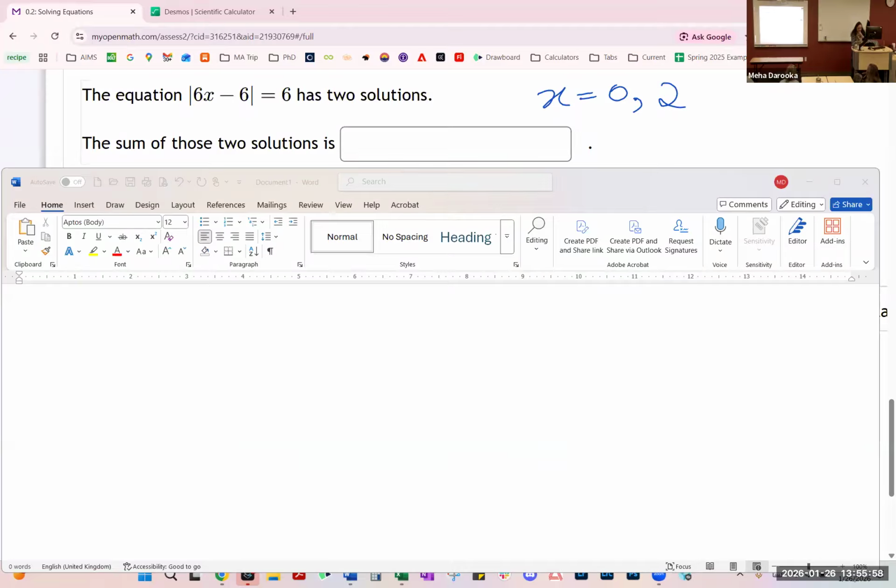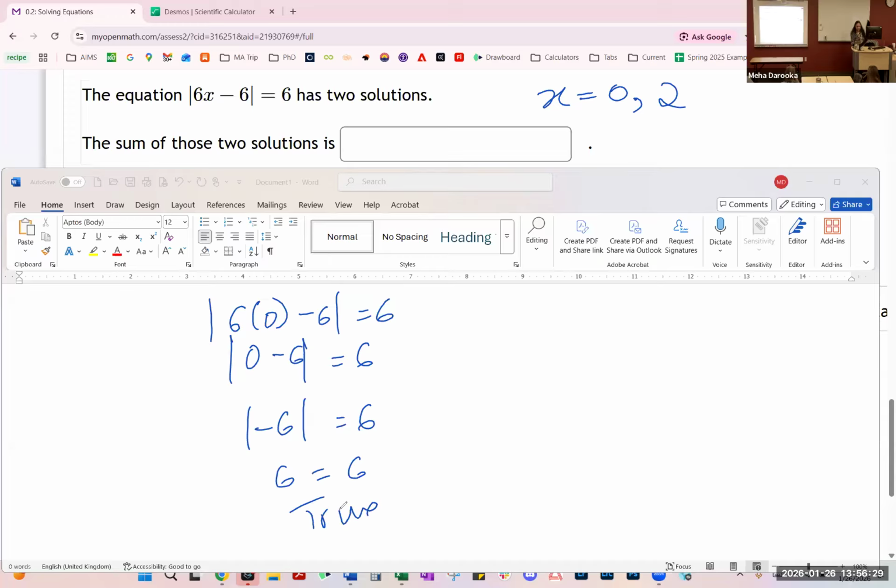Okay, let's check. So we have the absolute value of 6 times x. We can replace x with 0. And remember, we're looking for true statements. So we should get 6 equals 6 if the answer is correct. So obviously 6 times 0 will give you 0. You're doing 0 minus 6, which will leave us with negative 6. And as we mentioned before, since we are talking distances, negative 6 will become positive 6. So you end up with 6 equals 6. That's a true statement, which tells us 0 is in fact a solution for this equation.